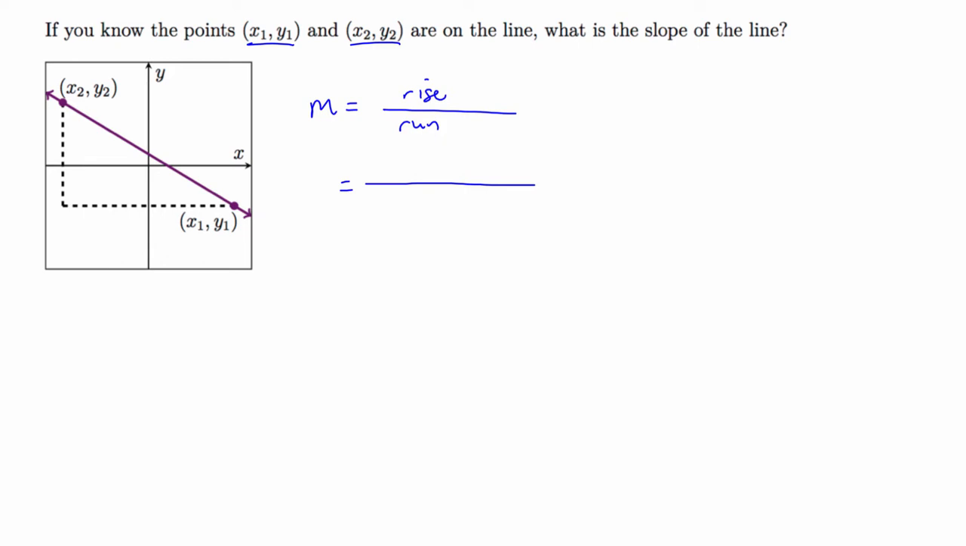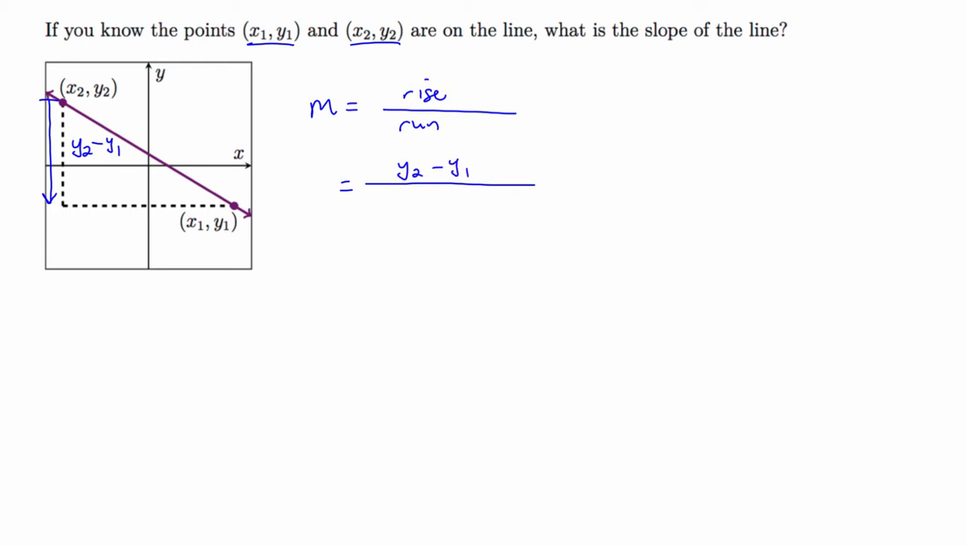So the way to figure out the slope of the line is to imagine starting at y2 and saying, well, I need to go down so much to get down to that y1 point. So how am I going to measure that change? It's going to be the difference between the two y coordinates. So the rise in this case becomes y2 minus y1.